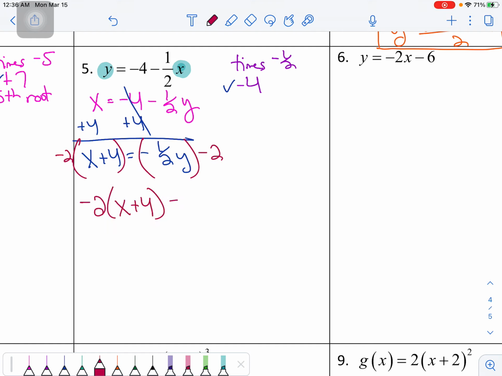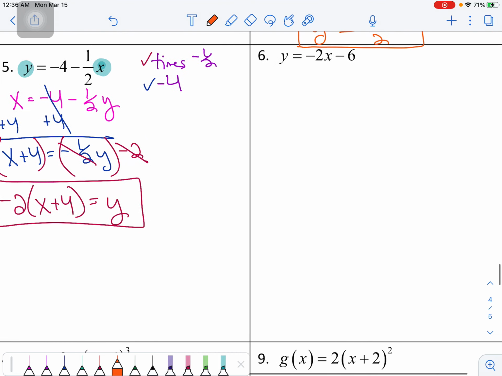So I'm going to have -2 times x plus 4 equals y, because -2 times -1/2 would completely divide itself out to 1, and so we would just have 1y left over. No, you do not need to distribute the -2. I wouldn't do it. I'm not asking you to, so don't do extra work, okay? And when your teacher tells you not to do extra work, go ahead and follow those directions.